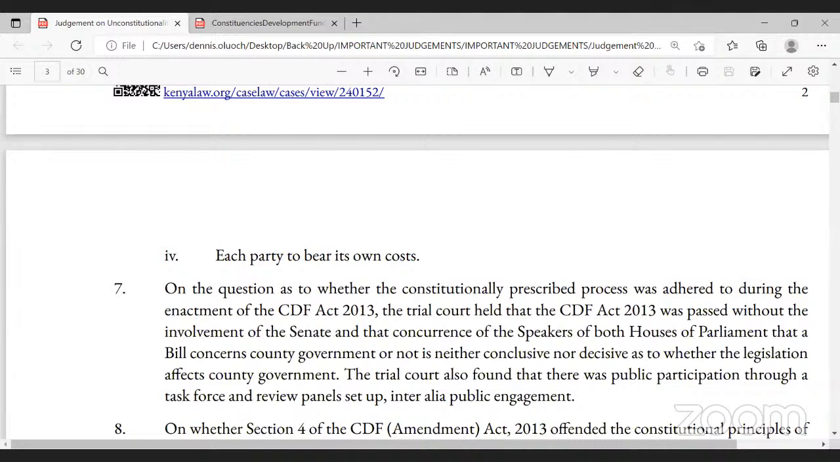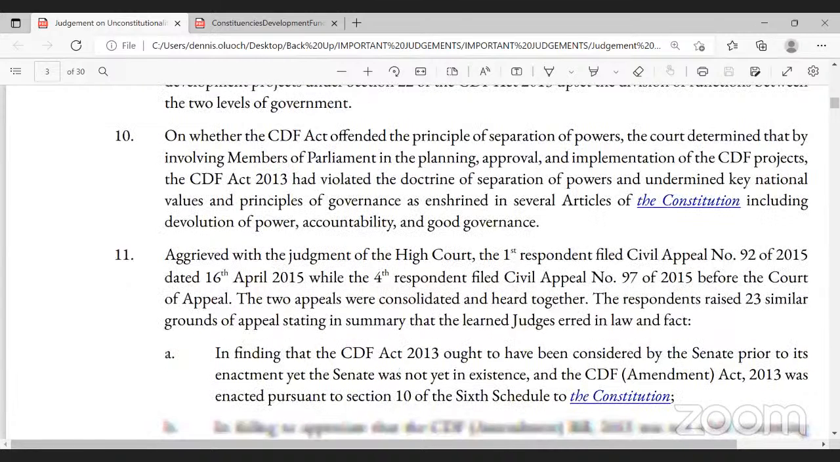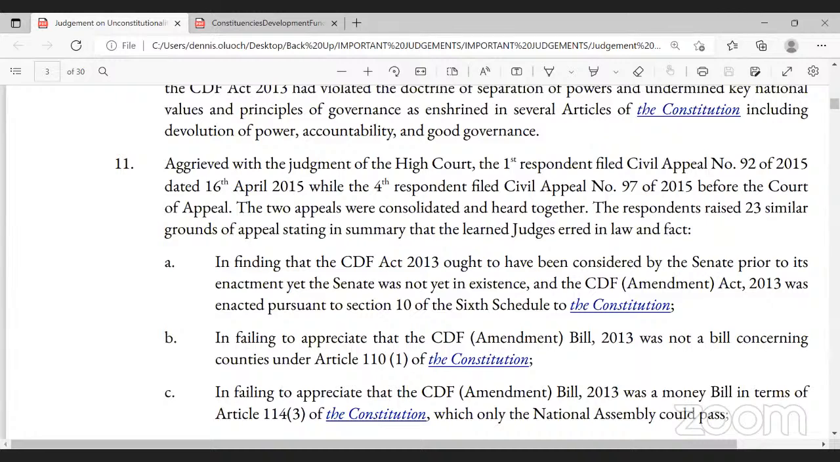And so note 11 agreed with the judgment of the High Court. The first respondent, that is the National Assembly, filed civil appeal number 92 of 2015, dated 16th April 2015, while the fourth respondent, the Constituency Development Fund Board, filed civil appeal number 97 of 2015 before the Court of Appeal. The two appeals were consolidated and heard together.